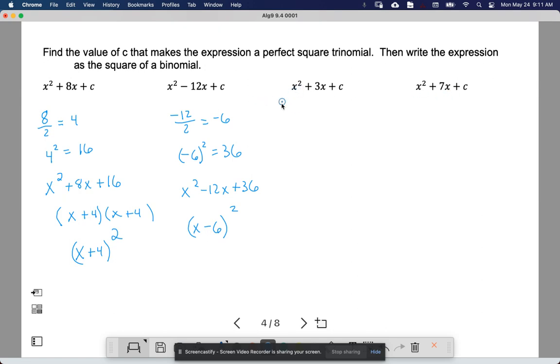So third one here. Same process. Take the b, divide it by 2. So that is the b. So I'm taking that, and if you want to change it over to decimal, that's fine, 1.5. Take that 1.5, and we're going to square it. So if we are using decimals, that's going to be 2.25. Again, that's my C value. So putting it back in my equation, we have x squared plus 3x plus 2.25.